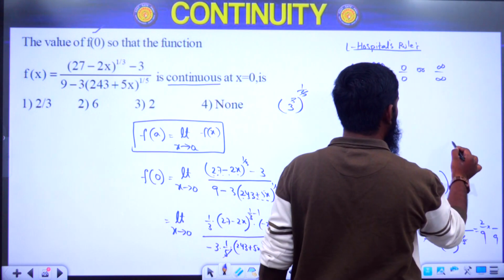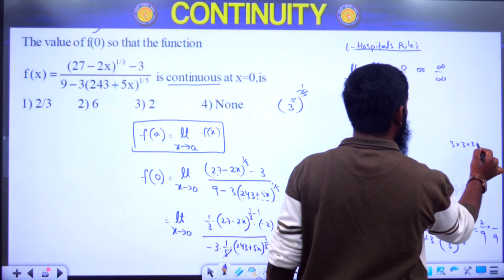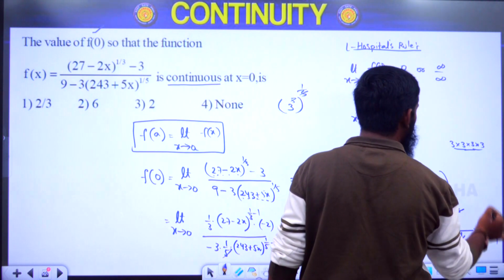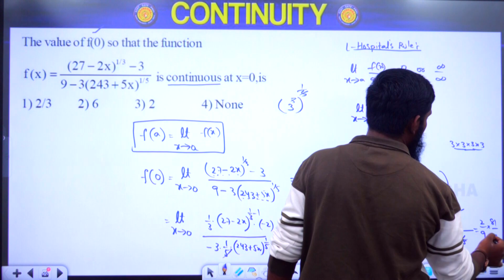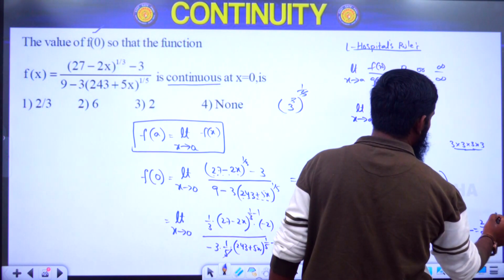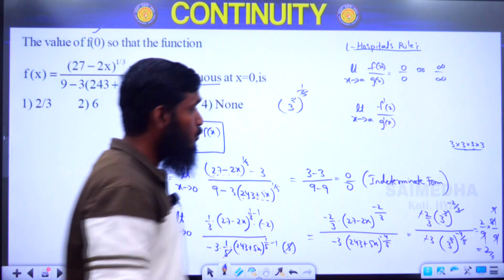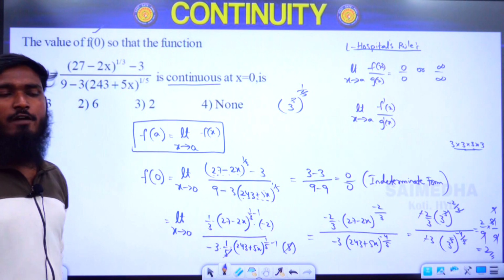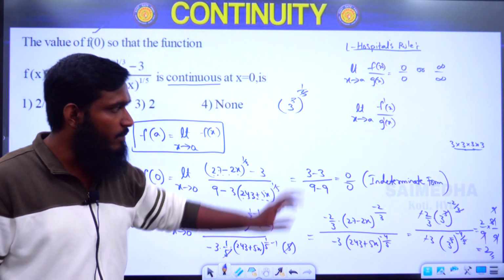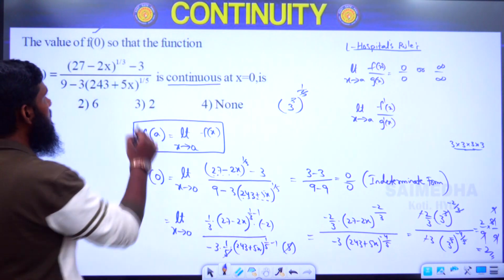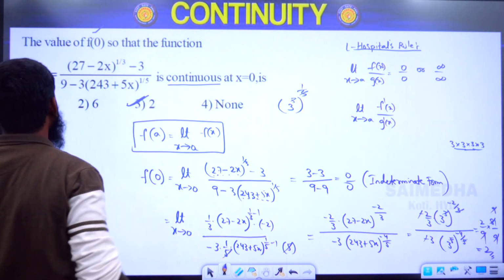So what can we write now? 3 four times. 3 threes are 9, 9 threes are 27, 27 threes are 81. Now 81, and 9 ones are 9, 9 nines are 81, so 9 gets cancelled. What is the final answer we are getting? 2. So all that simplification we have to do. After doing that complete simplification, we are getting the answer as 2. So 2 means option 3 is correct.